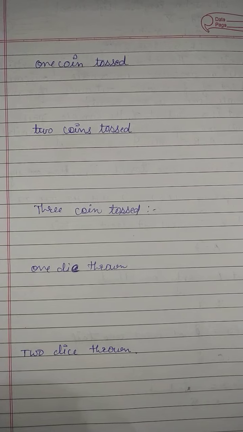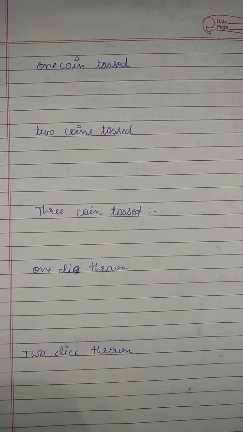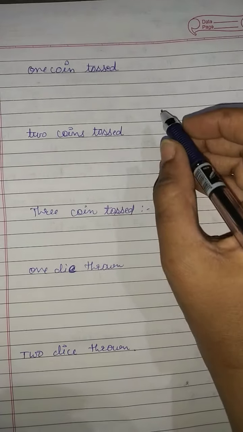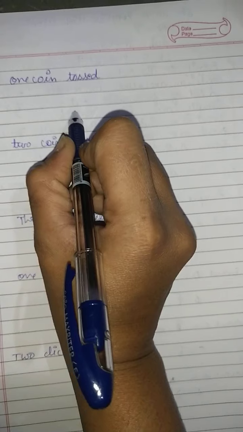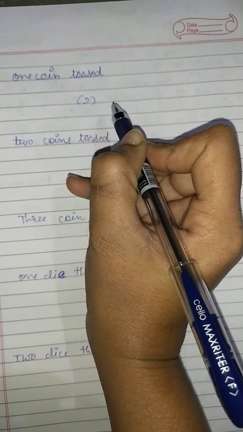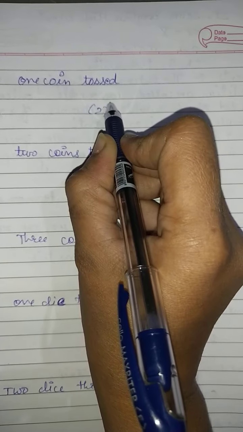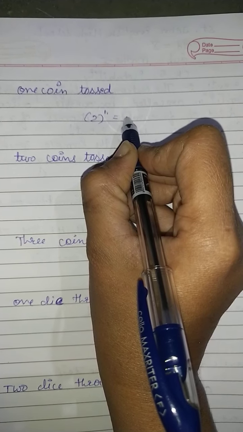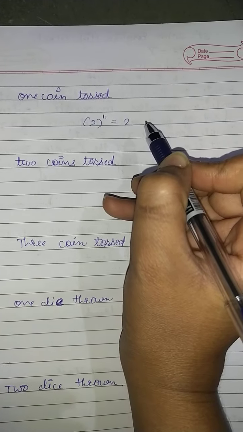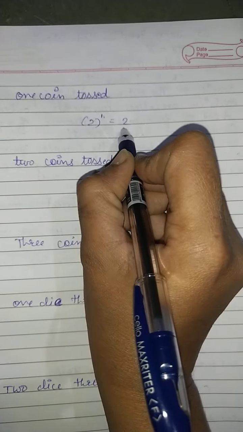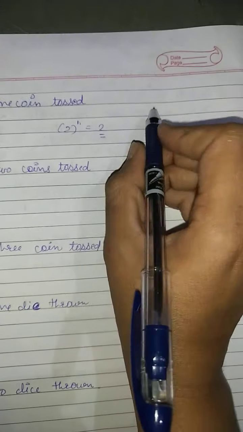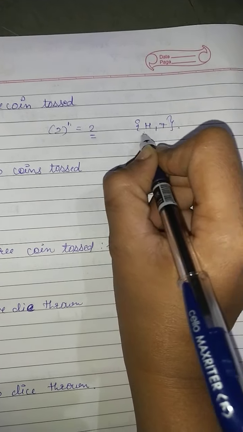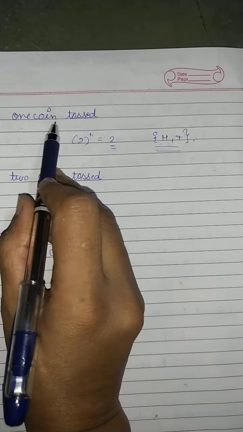Now this is a random experiment, you can say: one coin tossed. Now the one coin has two faces, that is head and tail. So how many faces? Two faces. So I'll write here two faces, and you are going to toss that coin one time. So 2 raised to power 1, that is 2. Fine. So how many sample spaces will be there? 2, that is H comma T, head or tail. So 2 sample spaces are there if you toss the coin once.